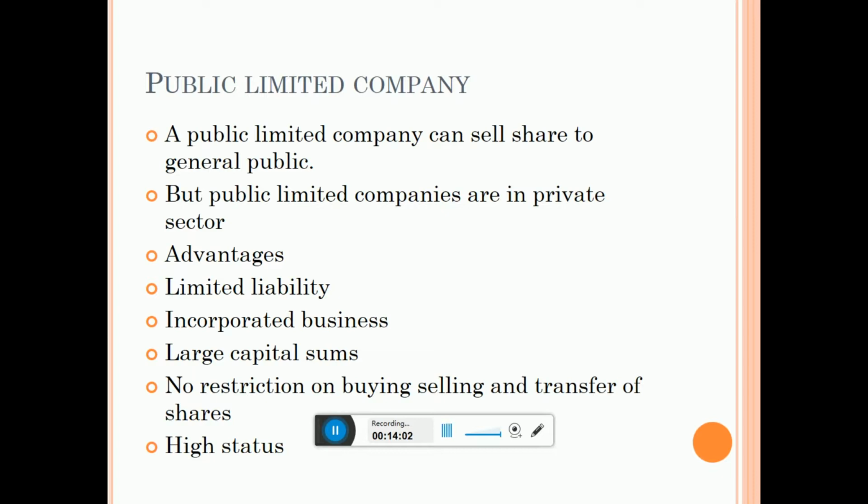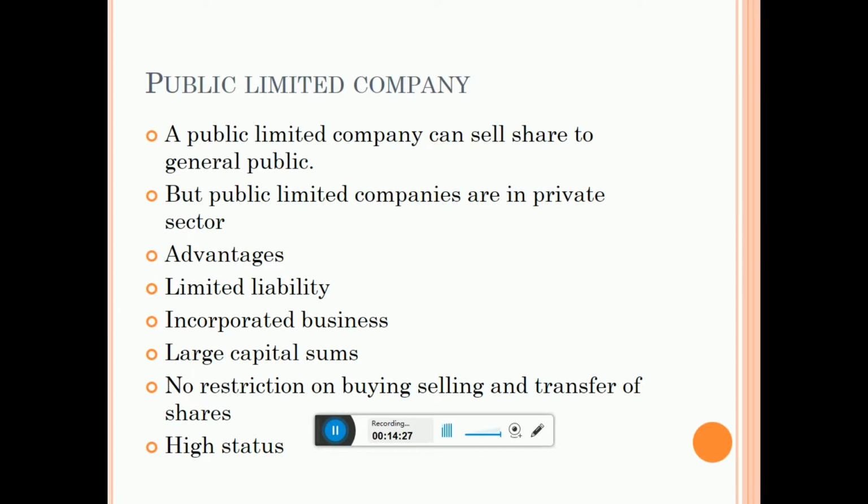Limited liability. As you all know, what is limited liability? In corporate businesses, the business and the owners are different things in the eyes of the law. Large capital sums, and as you can see, there are more people who can buy and sell shares, so there will be more investment. No restriction on buying, selling and transfer of shares. As this is a public limited company, a large company, we cannot have any restriction on buying, selling or transfer of shares.